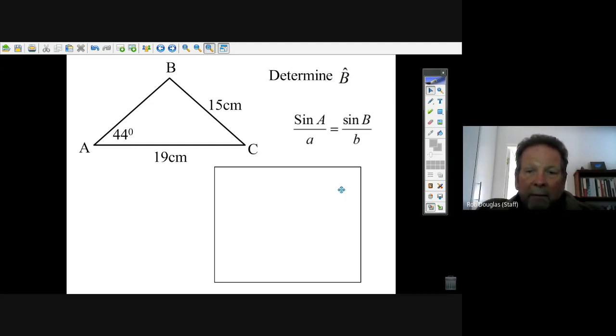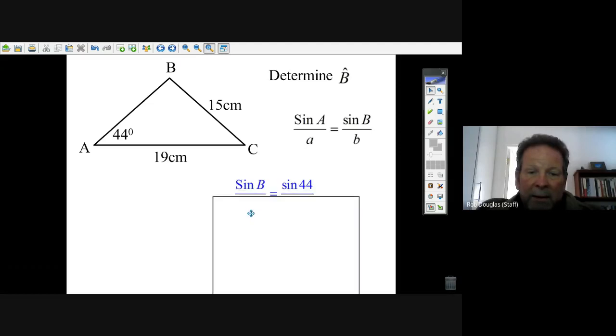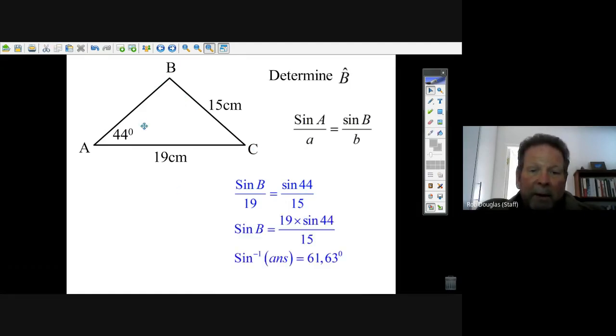Well, say we're trying to find angle B. Angle B goes with 19, so that's why I go sine B over 19. And sine 44 goes with 15, opposite 15. The only thing that's a little bit different is you multiply by 19, and you've got the sine of an angle now. It's 19 times the sine of 44 over 15 in your calculator. It's a fraction between minus 1 and 1, otherwise it won't work.